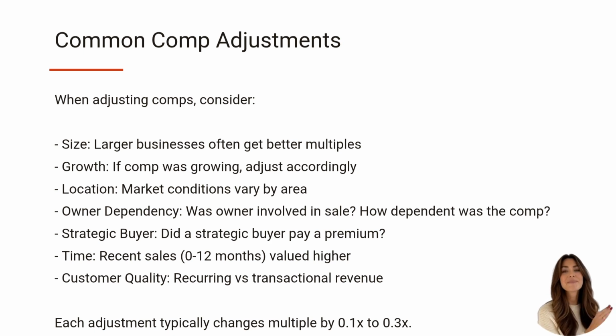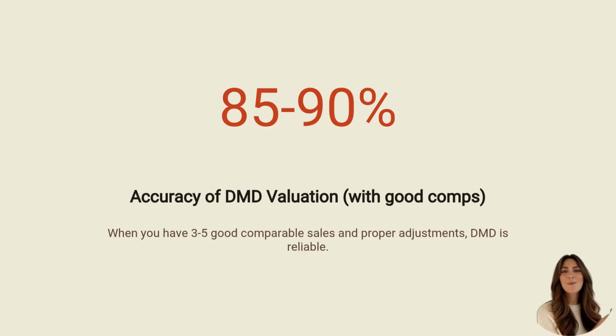Adjust for that. Customer quality. Recurring revenue commands a premium over transactional. Each adjustment typically changes the multiple by 0.1 to 0.3 times. Small, incremental changes. When you have 3 to 5 good comparable sales from the past 12 to 24 months and you adjust properly for differences, the direct market data method is remarkably accurate.